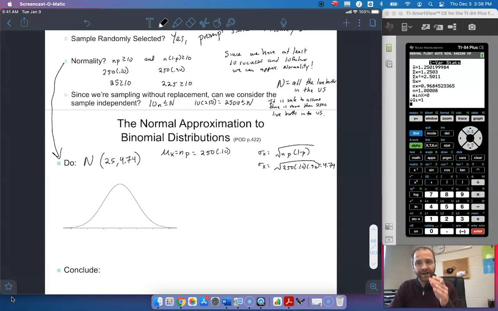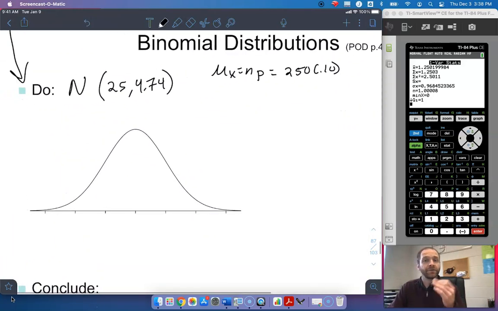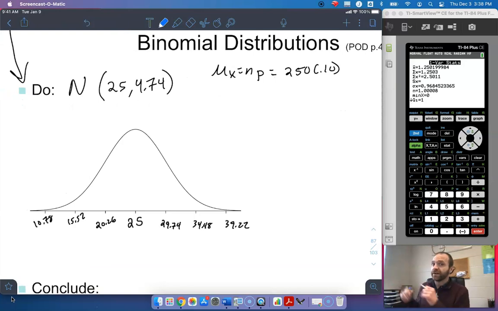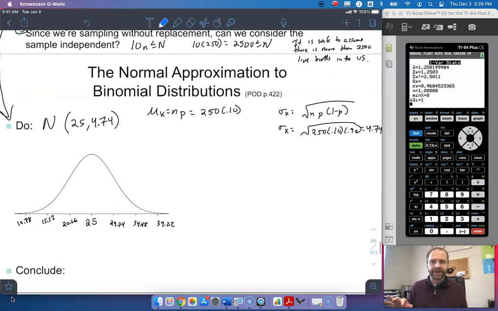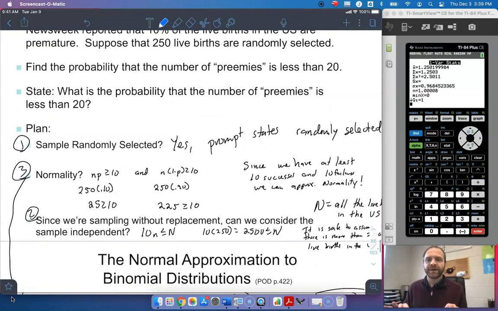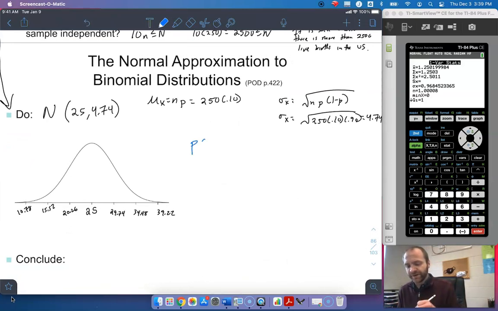So once I define normality, I can go here. I like to go random sample, independence, and then normality. Because once I do normality, I can state my shape, my center, my spread, and I now can label my normal distribution curve there. Magic. So, labeled. Now, what are we trying to figure out? In this problem, it says, what is the probability that the number of premiers is less than 20? So, I am trying to find out the probability that the number of premiers is less than 20.